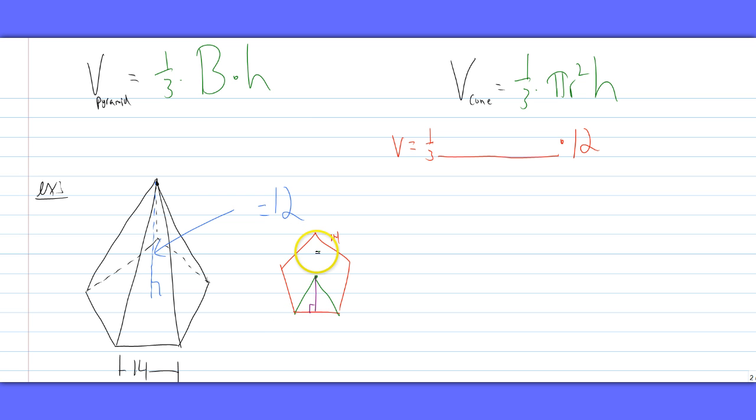Since each side of the regular pentagon is 14, this little length across the bottom here is just 7. It's half of that. In a regular pentagon, we've done this work before. Each angle is 108 degrees. So this angle then is half of that, or 54 degrees. We want to find the length of this apothem, which we'll call x.